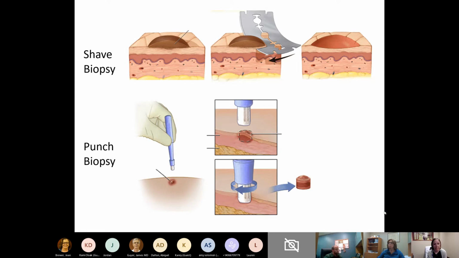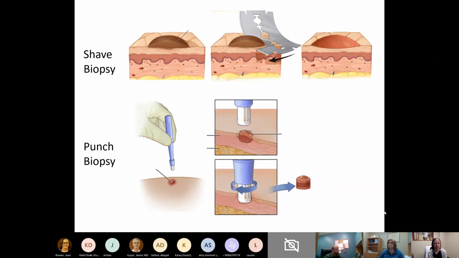There are two main techniques. The shave biopsy is really helpful for bigger lesions, where you can really get underneath them and get the whole thing. That's really helpful if you're trying to get more surface area, whereas the punch biopsy is just a cookie cutter that takes a small sample of something. I really like punch biopsies for rashes because they go down all the way to the fat. But for skin cancer lesions, I do a shave biopsy just because it gives us more information.